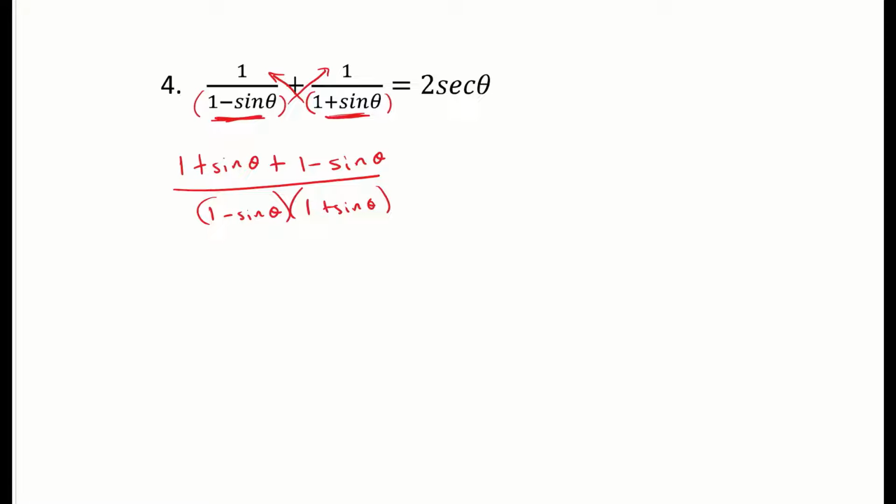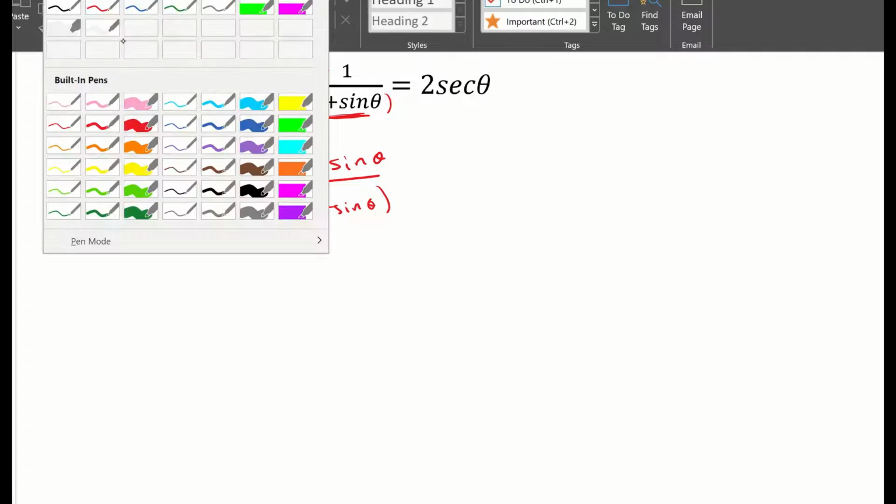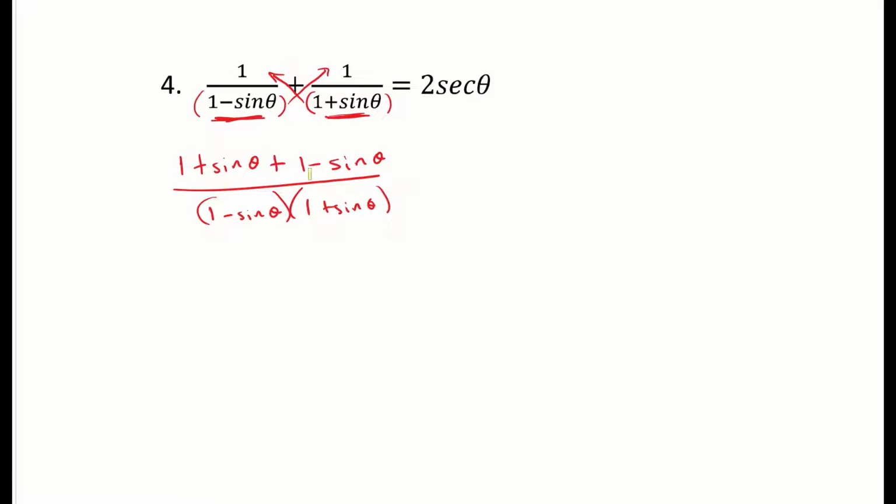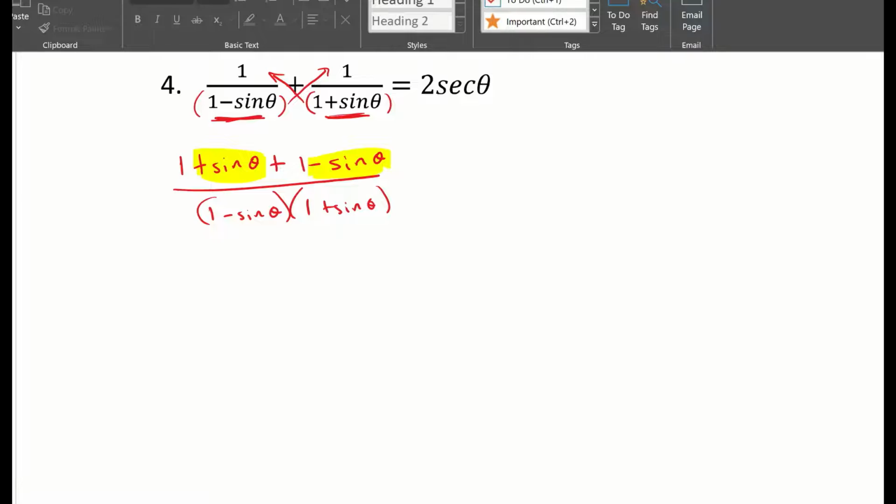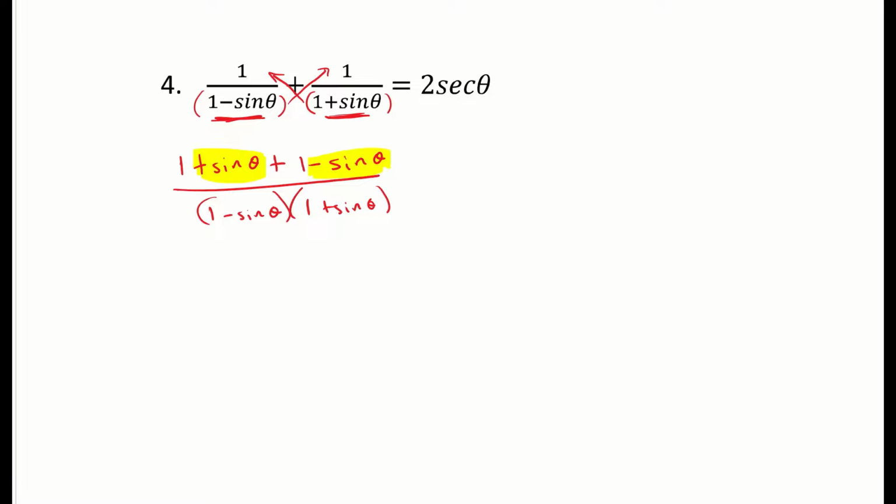Now again, these are the factors of a perfect square because it's in the form of 1 plus something, 1 minus that same thing. Also in the numerator, we should be able to notice that we have things that we can combine, right? We have a positive sine theta and a negative sine theta, which means that they go together and end up canceling out. And then we also have a 1 plus another 1, which is going to give me 2.